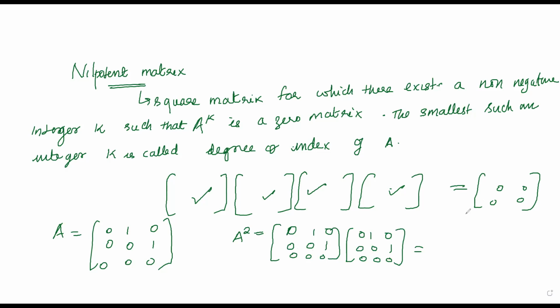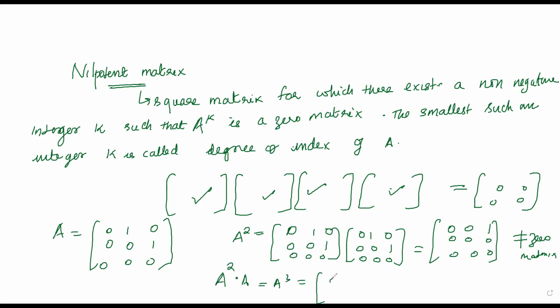Multiply. Then you will be getting it as 0, 0, 1, 0, 0, 0, 0, 0, 0. But this is not a zero matrix. Now, again, do multiplication one more time. That is A square into A. That is, you are going to do A cube.